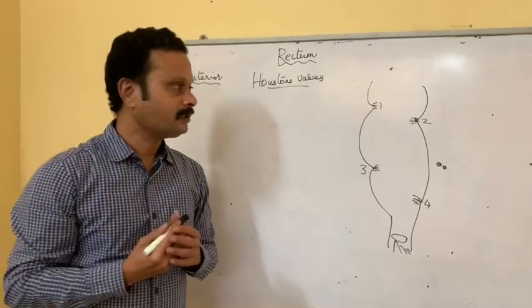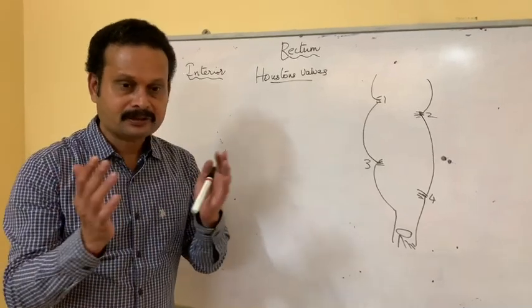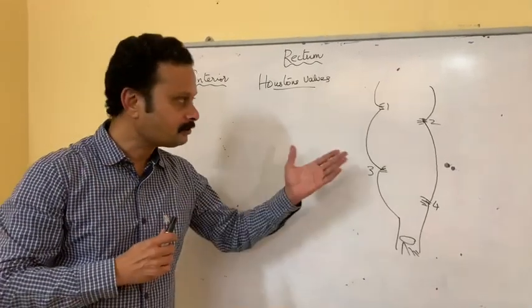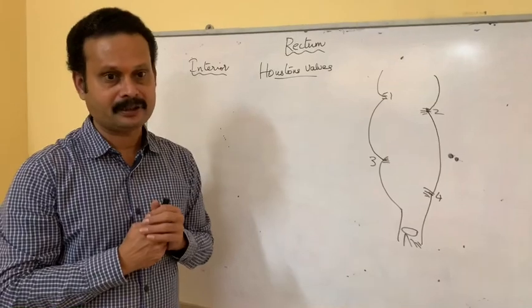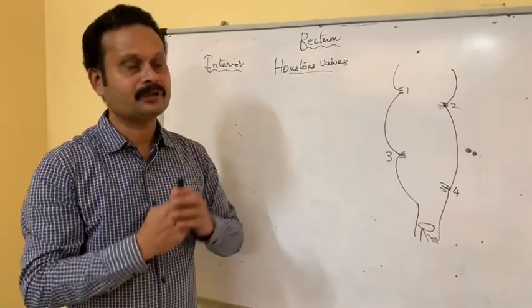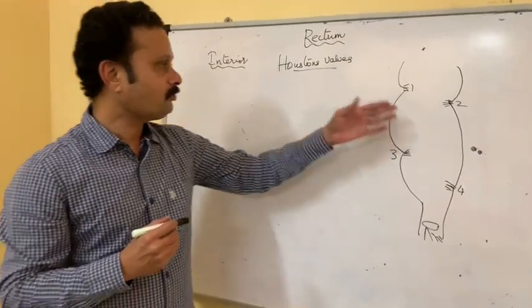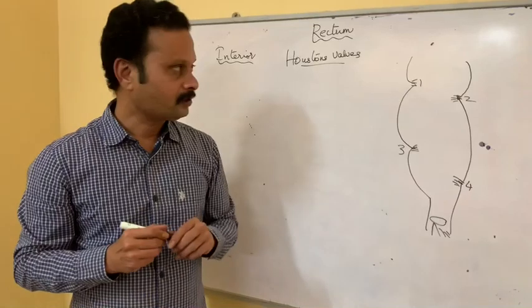They are formed by the reduplication of the mucous membrane containing some submucous coat in it, and also thickening of some circular muscle in it. And very rarely there may be projection of outer longitudinal muscle also. So these folds are 4 in number, these valves are 4 in number.